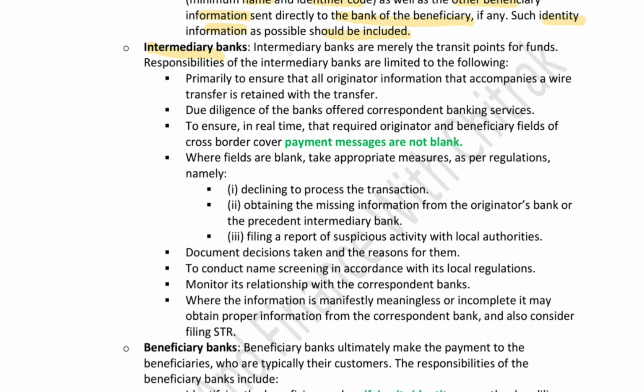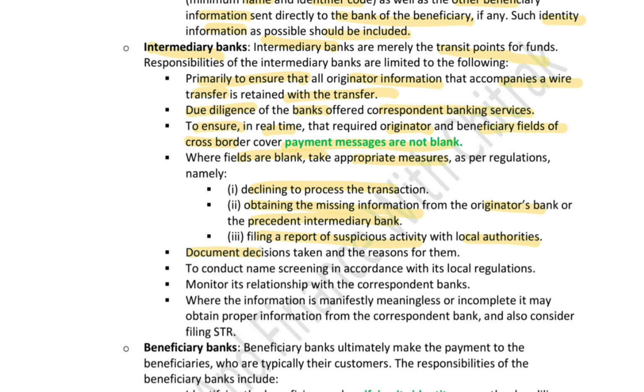Then the intermediary bank. The intermediary banks are merely the transit points for funds, whose responsibilities are to ensure that originator information accompanying a wire transfer is retained with the transfer, due diligence of the banks offered correspondent banking services, and to ensure in real time that required originator and beneficiary fields of the cross-border cover payment messages are not blank. Where fields are blank, appropriate measures should be taken, like declining the process, obtaining the missing information from the originator bank or the preceding intermediary bank, and filing a report of suspicious activity with local authorities.